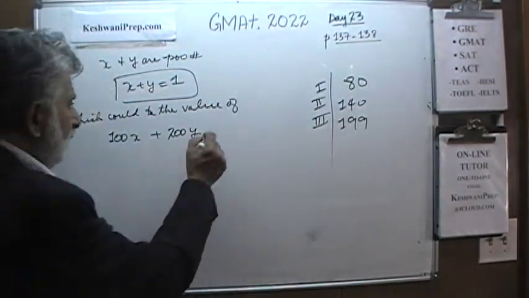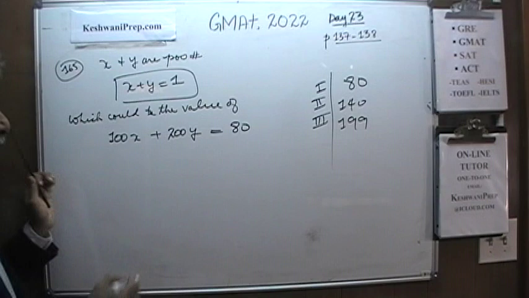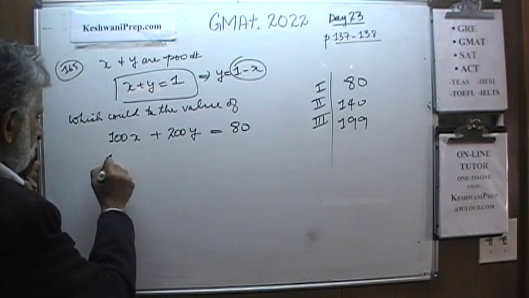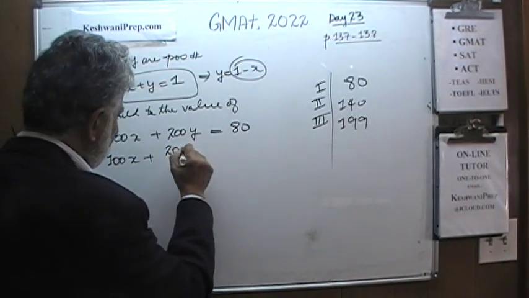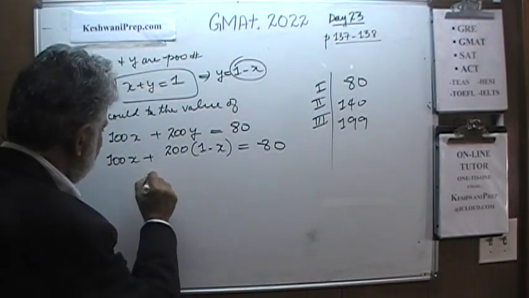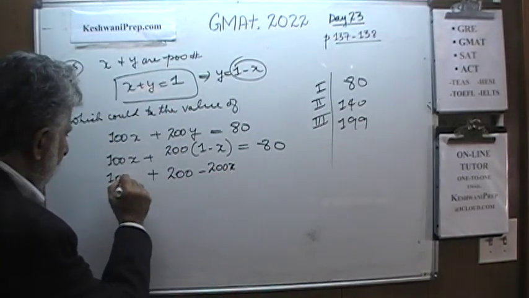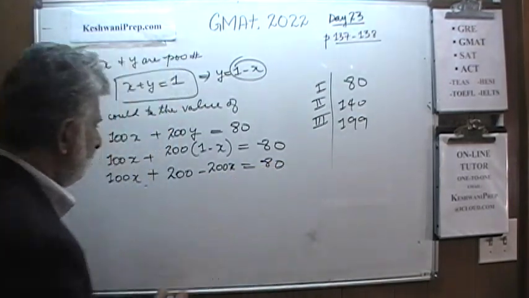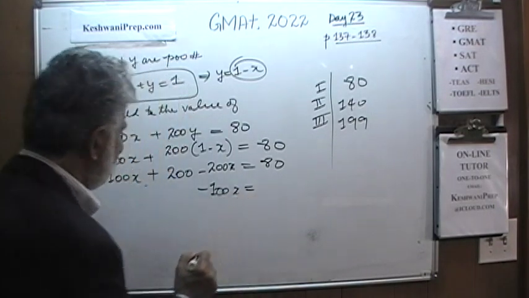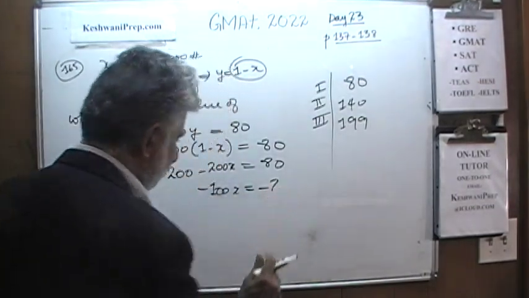So let's start with 80. Can this quantity be 80? Well, we know that x plus y has to equal 1, which implies that y has to equal 1 minus x. Let's put it in here. So it's 100x plus 200 times 1 minus x equals 80. Let's open the parentheses. We end up with 200 minus 200x. 100x plus this quantity has to equal 80. 100x and the minus 200x will end up with negative 100x, which has to equal 80 minus 200. 80 minus 200 is going to give us negative 120.